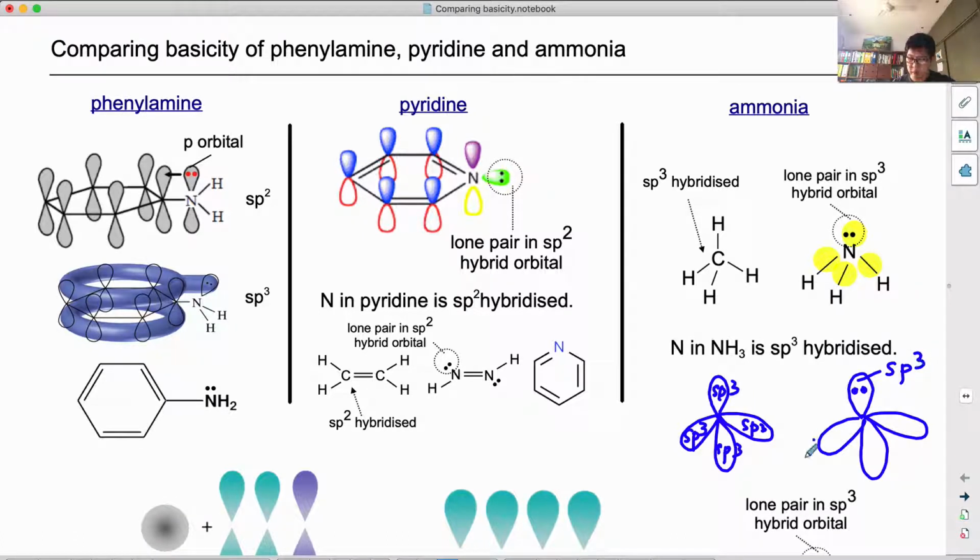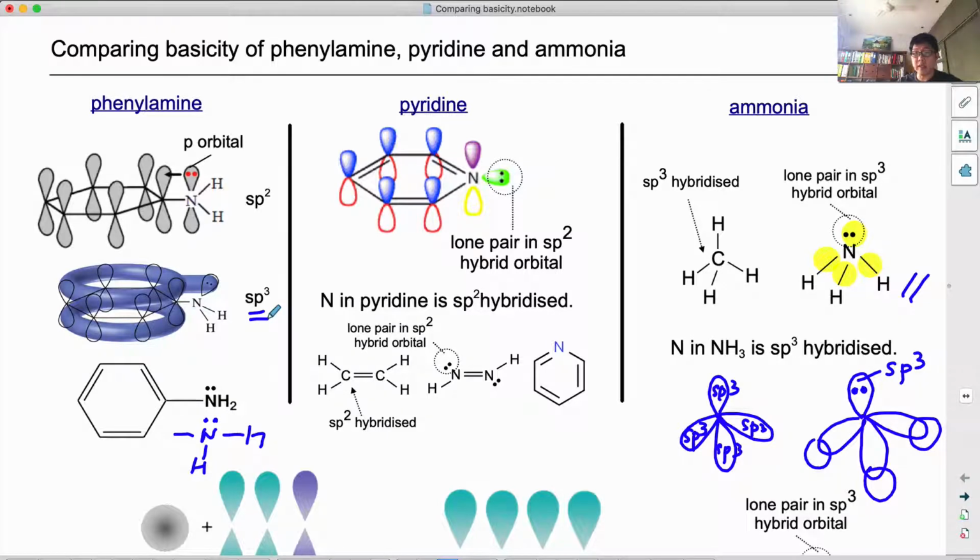If I put in all the hydrogens, they are spherical in shape. So this is what it looks like, and what I'm drawing is the structure of ammonia, which is trigonal pyramidal. Okay, now I'm going to look at phenylamine. This nitrogen has 3 bond pairs and 1 lone pair, so typically it should also be sp3 hybridized.